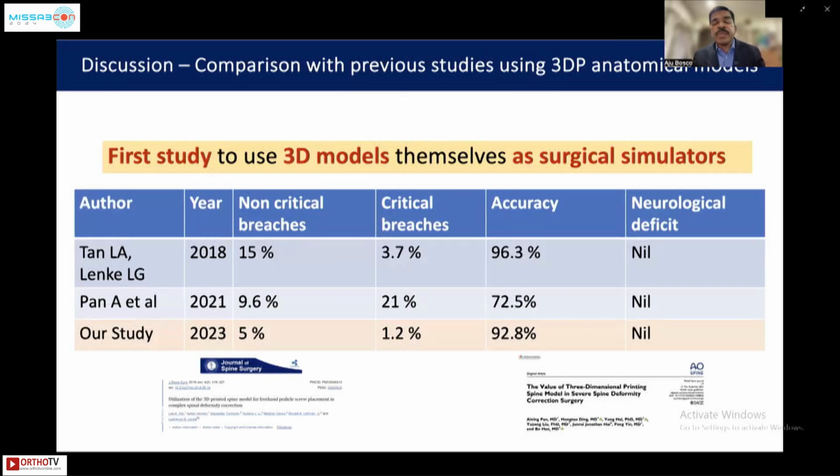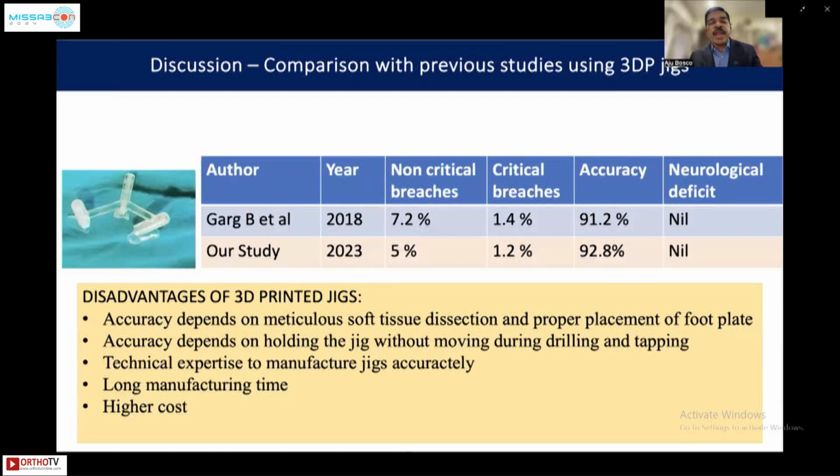Our study was comparable to previous studies. The accuracy of pedicle screw placement and the number of critical breaches were significantly less as compared to previous studies. And coming to the jigs, there are certain disadvantages of using 3D printed jigs. The accuracy depends on a meticulous soft tissue dissection and proper placement of the foot plate. And accuracy depends on the assistant holding the jig properly without moving during drilling or tapping. And jigs require a long manufacturing time, and the cost of manufacturing is also high, and it requires a great technical expertise to manufacture the jigs accurately.